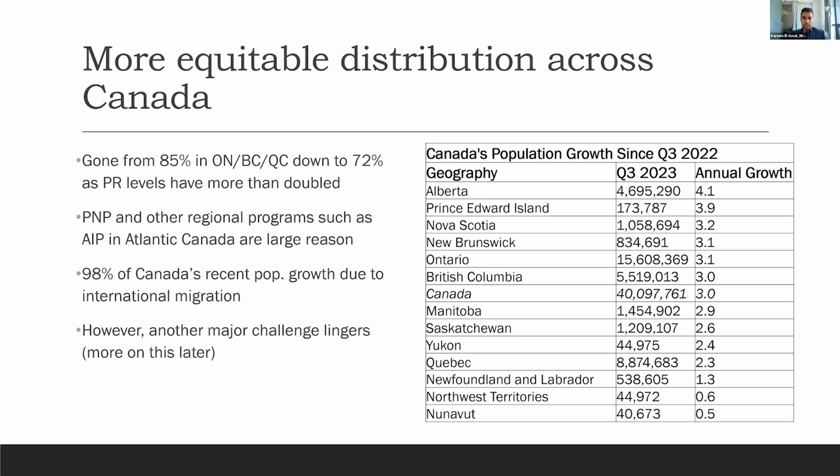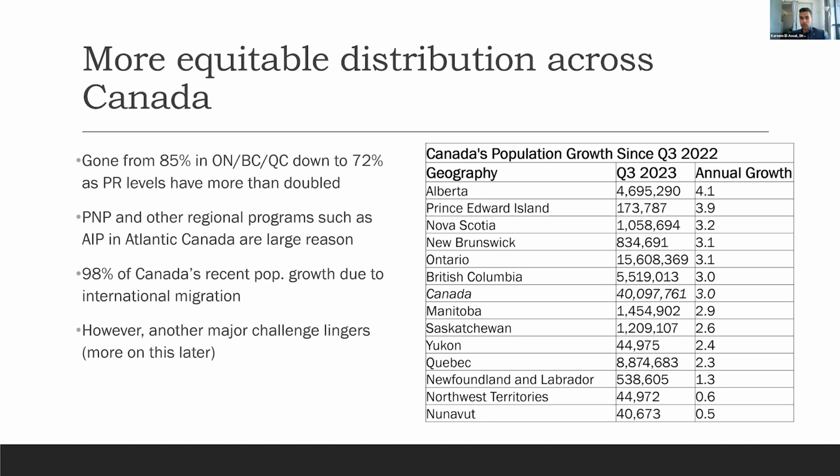Many of you may have seen last week, Statistics Canada released an update on its population figures for Canada. Canada, over the last year, has enjoyed a national population growth rate of 3%. Almost 100% of this population growth is from international migration. And this captures not only permanent residents, but also temporary residents, such as international students and foreign workers.